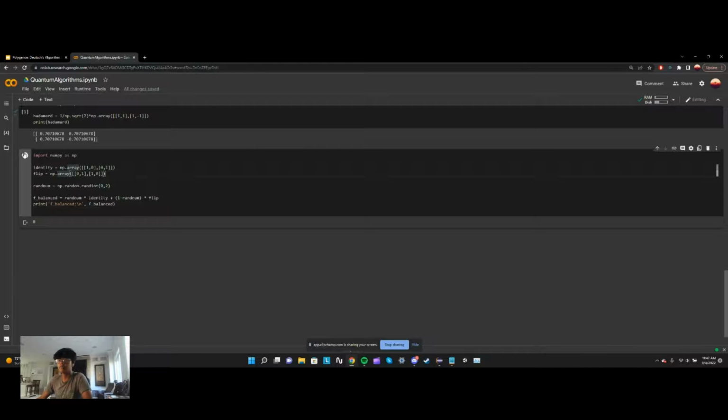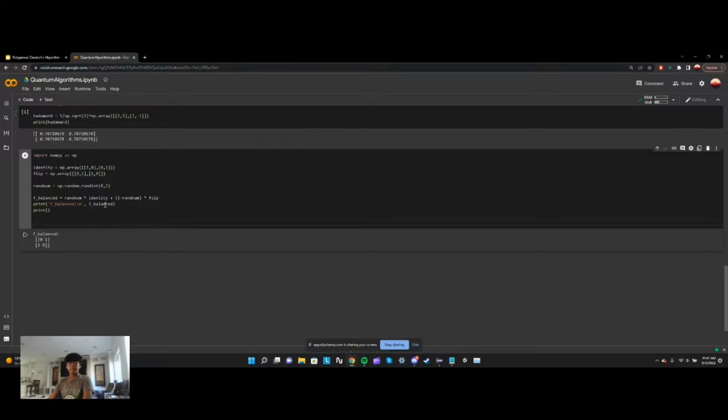All right, so when we print this, as you can see, we have our f balanced. This is our balance that is either the identity operator or the flip operator, and that's the matrix that it produces. Then just add another line here, and then for our f constant, this maps both states to either 0 or 1.